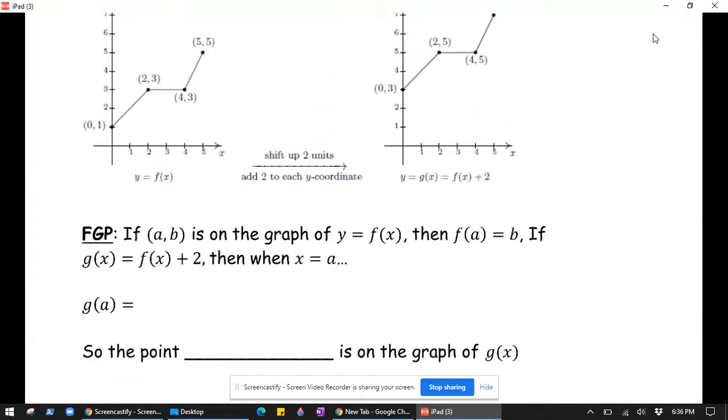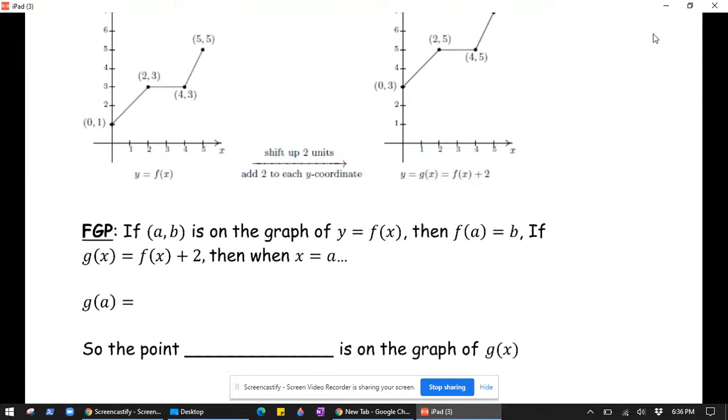And so if we kind of just summarize this principle here, and you'll be seeing I'll be doing this a lot to help us. The fundamental graphing principle says if (a, b) is on the graph of y equals f of x, then f of a equals b. So if g of x equals f of x plus 2, then when x equals a, g of a is f of a plus 2, but f of a, of course, is b, so it's b plus 2. And so that means that the point (a, b plus 2) is on the graph of g, and this causes a shift up of an amount 2.